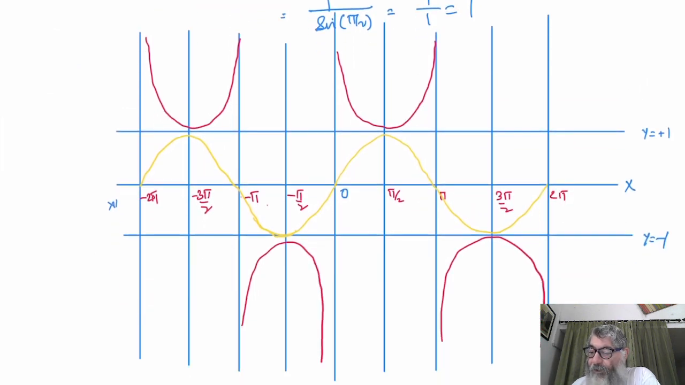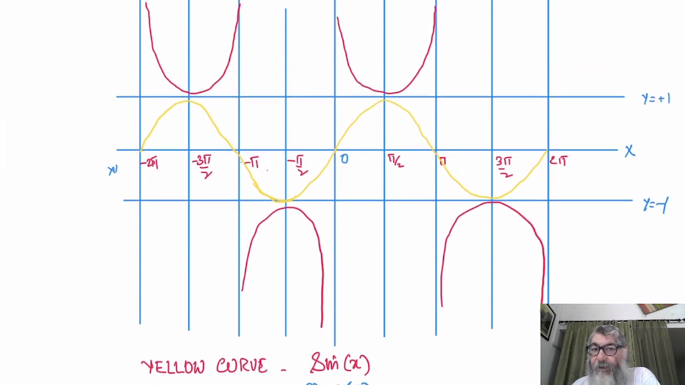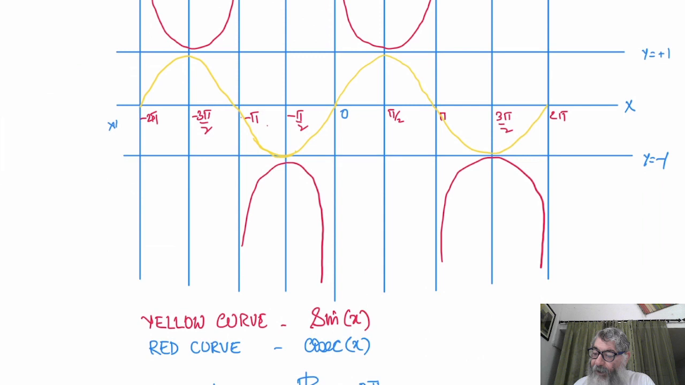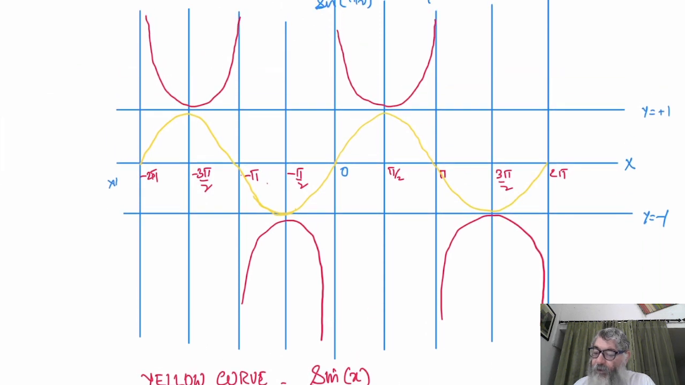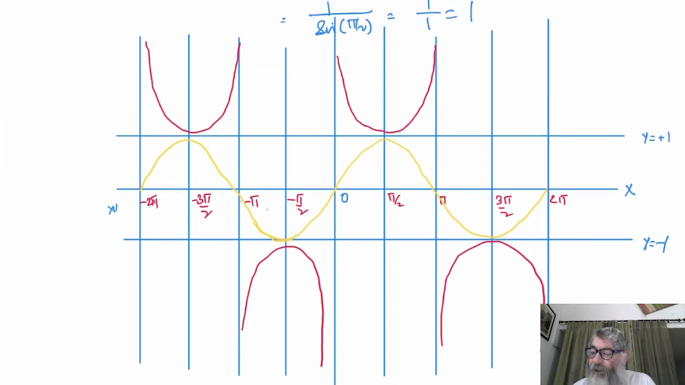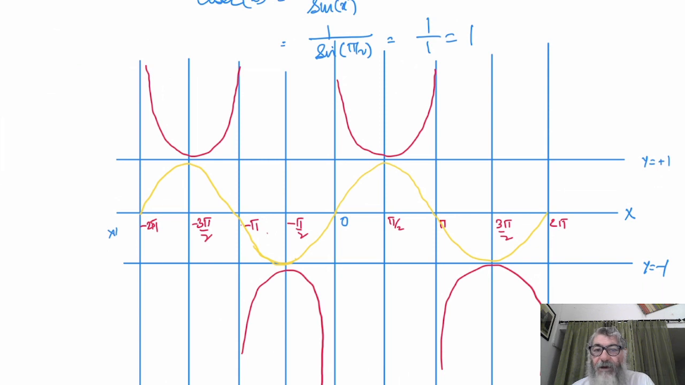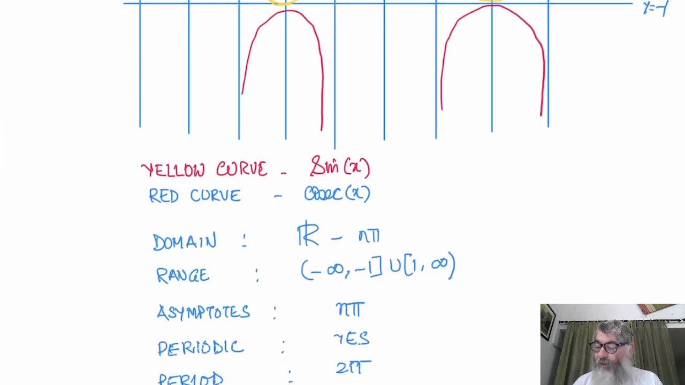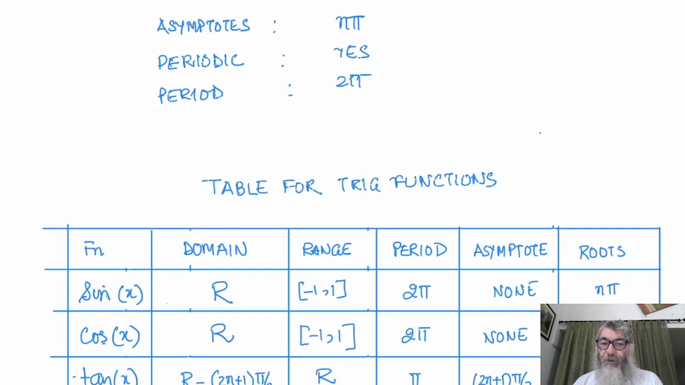In this graph, if you notice, the red curve is approaching the lines at n pi, you can say pi, minus pi, minus 2 pi, 2 pi, but it is not touching those lines. It is approaching. It looks like it is touching because it's a rough curve, but it should be approaching, not touching. So these are the asymptotes of the graph. These are the vertical asymptotes of the graph.